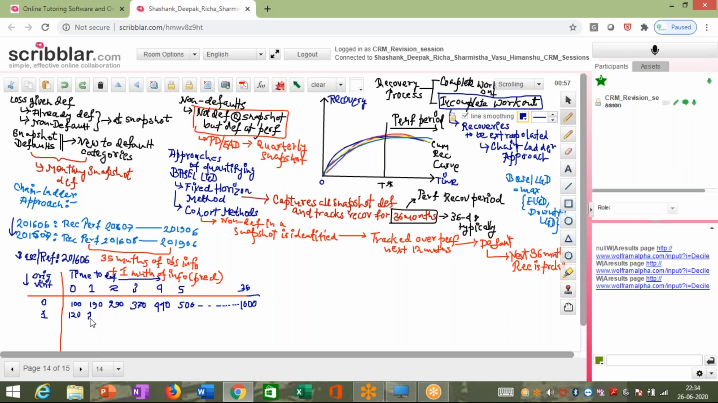In the second month from that date of default, it is $220. Then it is $330. Then it is $425, the third month. So after 4 months, this has been collected. Then it is $505.